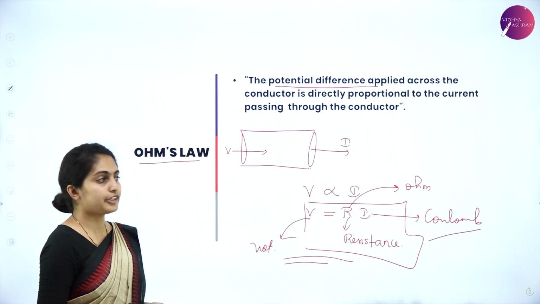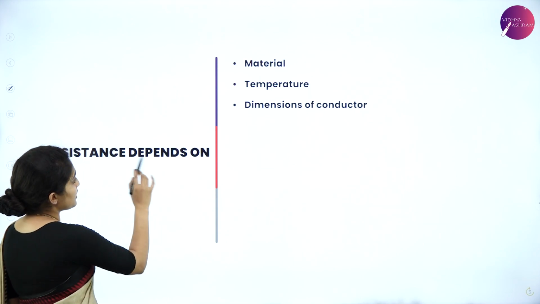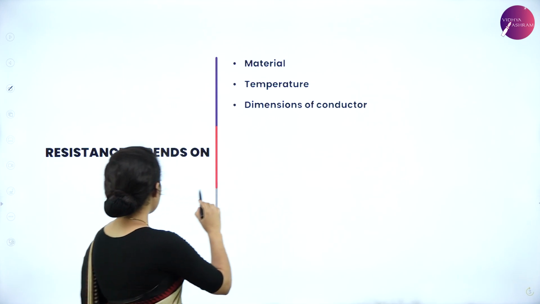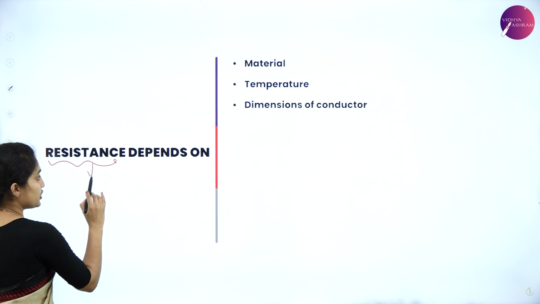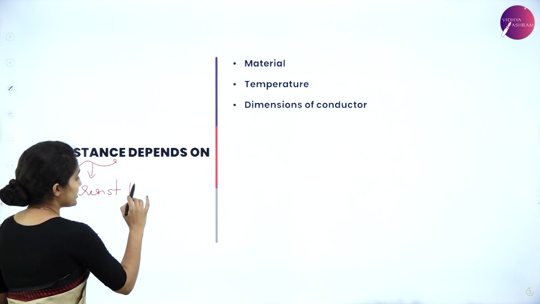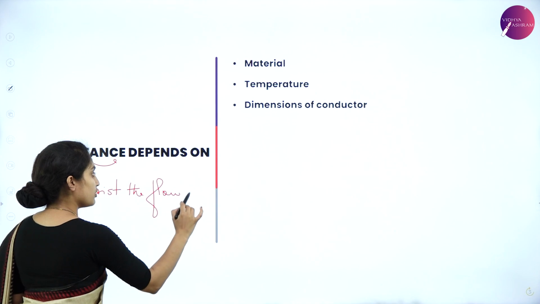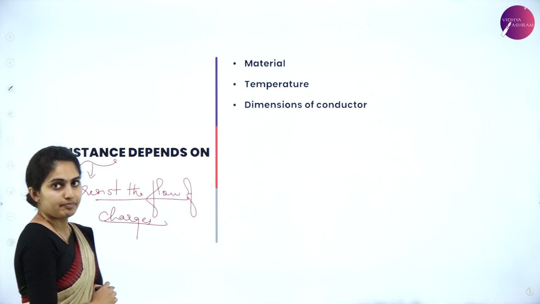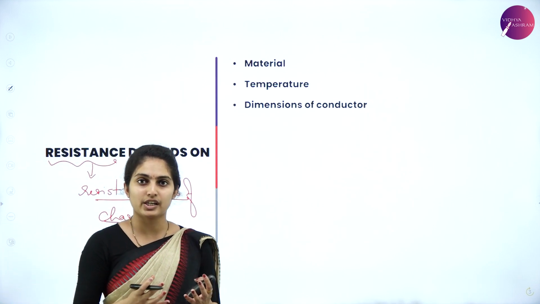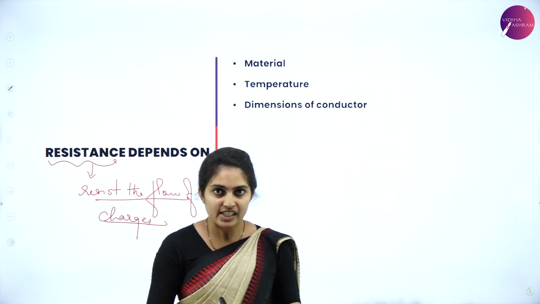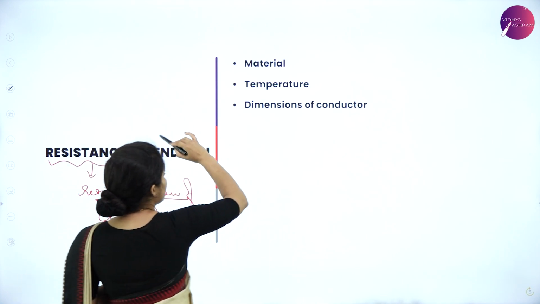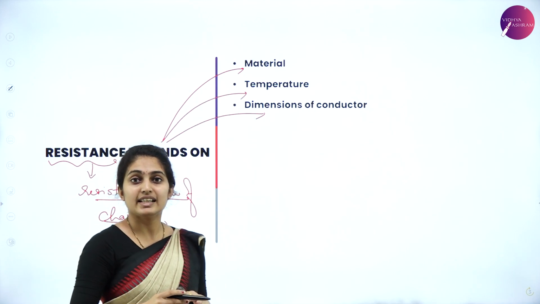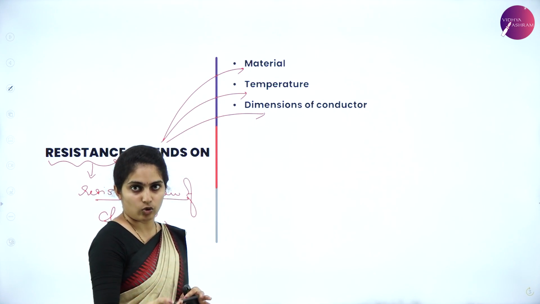Having this concept, moving further, on what is resistance dependent? Resistance is nothing but it resists the flow of charges in a circuit. So when it resists a high amount of flow of charges in a circuit, the damage that happens is less. So what does it depend on? It depends on what type of material you use. It depends on the temperature. It depends on the dimensions of the conductor, like length, breadth and all those things.